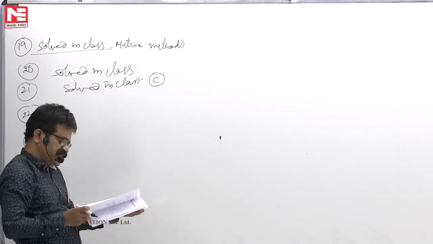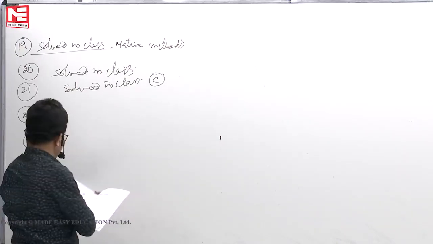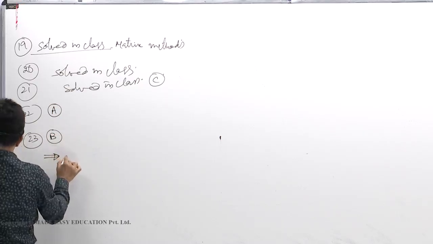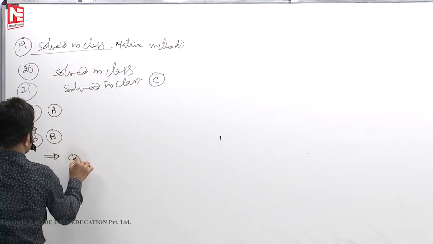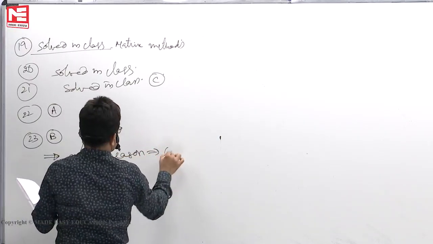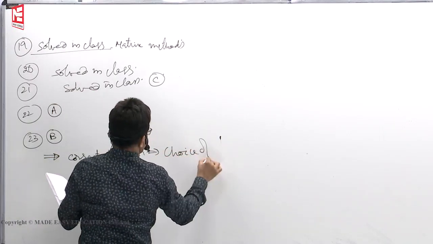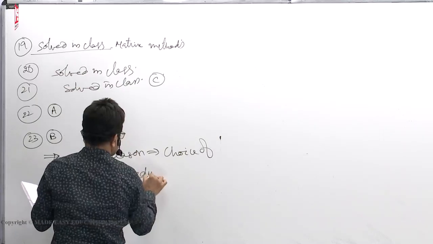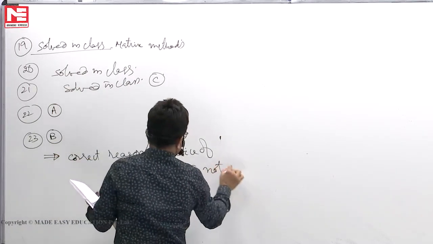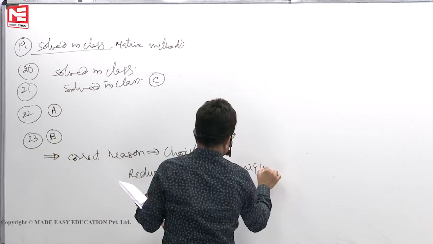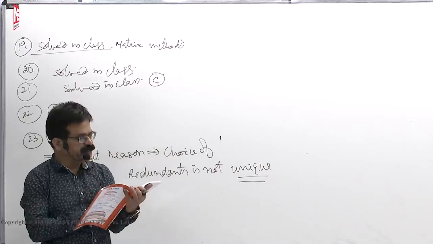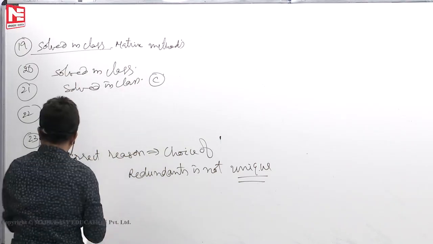Then reason is not the correct explanation means B. 23 is B. What is the correct explanation or correct reason? Choice of redundants is not unique. That's why it is not suitable for computer programming. That's what I gave you. Next, 24.